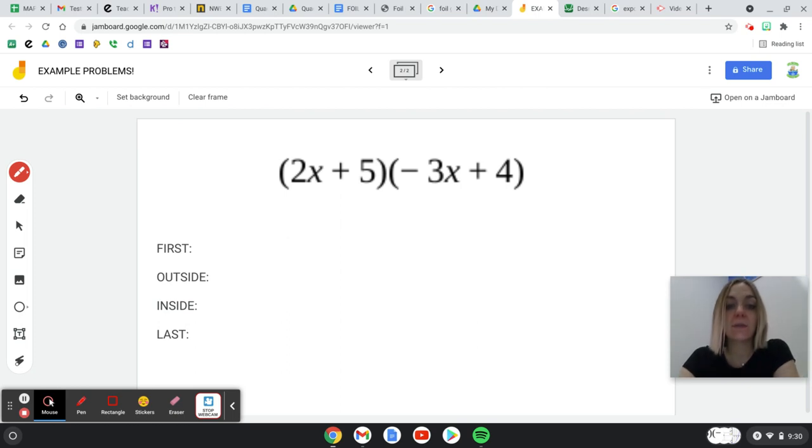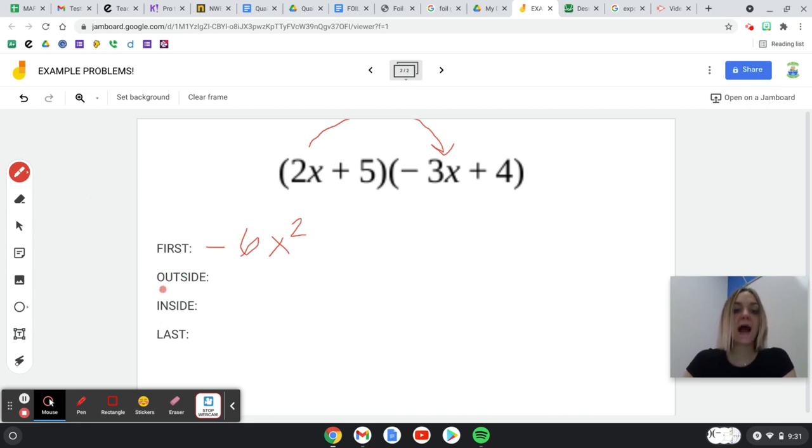So I am going to FOIL these two expressions. The first thing that I'm going to do is look at the very first terms in each parenthesis. So that's 2x and negative 3x. It helps me to draw arrows so I can see where I'm going. 2x times negative 3x. Well, I know 2 times negative 3 is going to give me a negative 6, and then x times x is x squared. Okay, so that's my first part of the FOILing.